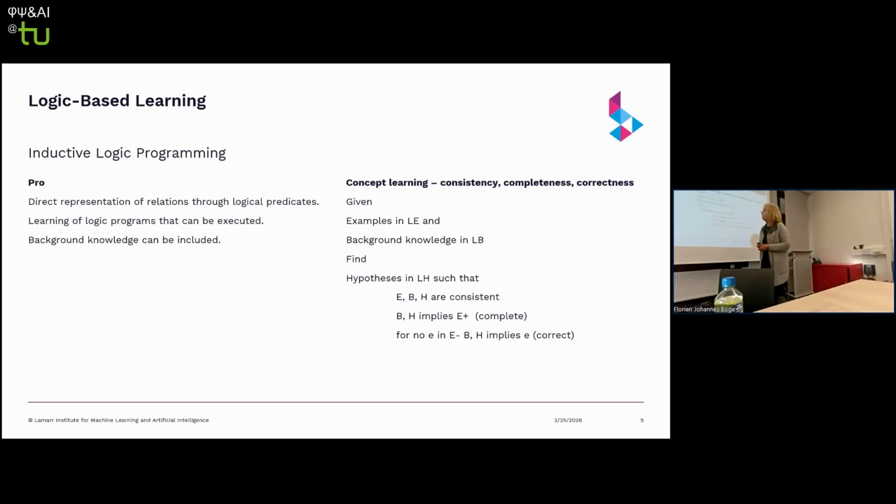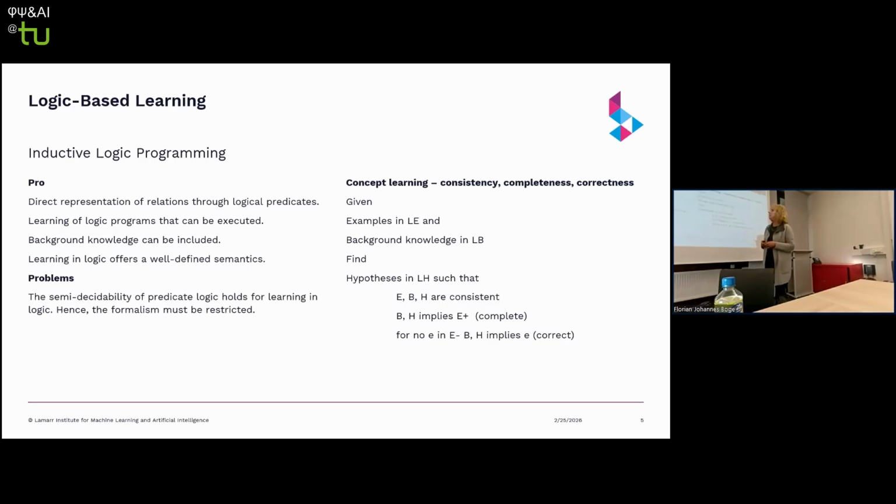And then it is nice that we can include background knowledge, and it has a well-defined semantics, so we know the meaning. But there are problems, and that is that the semi-decidability of predicate logic holds for learning in logic. So the formalism must be restricted. And if we restrict it, we first do something about the inference. We take Horn logic and we take subsumption. As for the derivation, then it is correct but not complete.